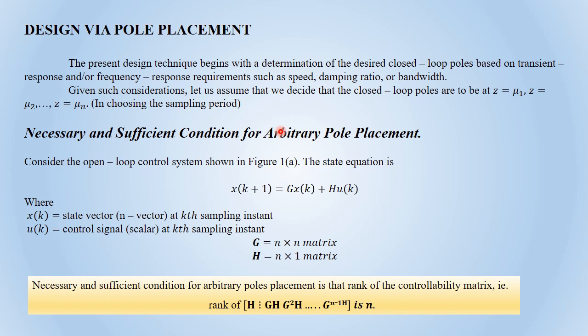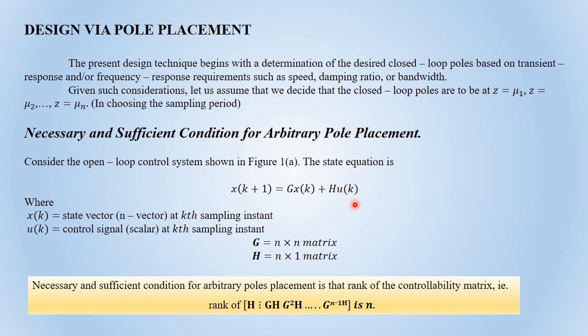Before we start with the design of pole placement, we'll see the necessary and sufficient condition for pole placement. Let us consider an open loop transfer function and a state equation in discrete time domain given by x of k plus 1 is equal to G into x of k plus H into u of k. For design of state feedback, the output equation is not needed. Y is equal to C into x of k plus D into u of k. That is why I have intentionally not written it.